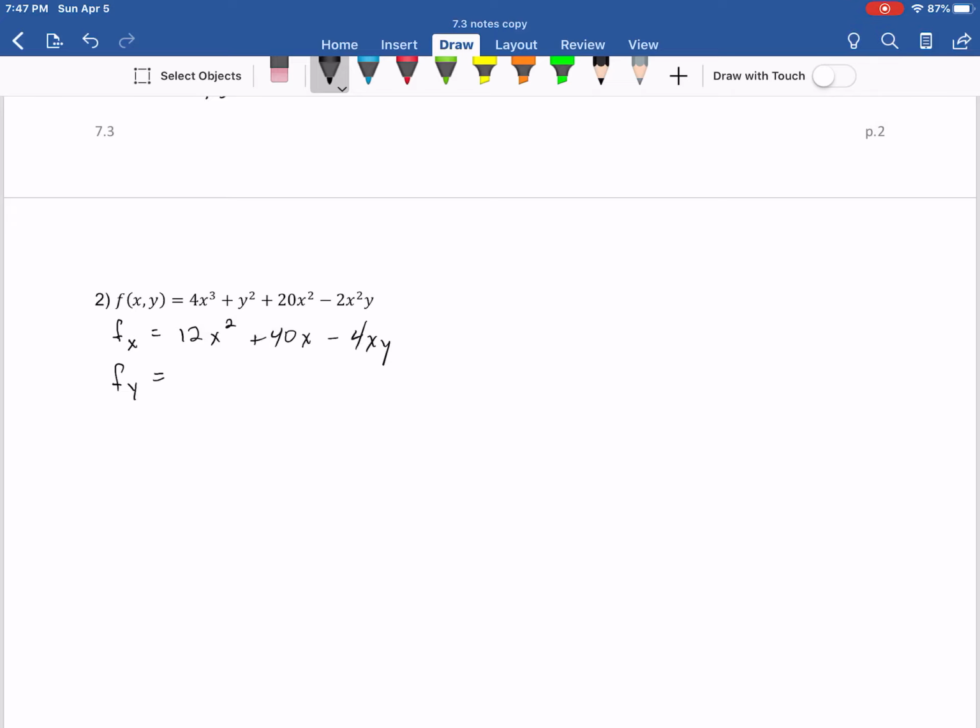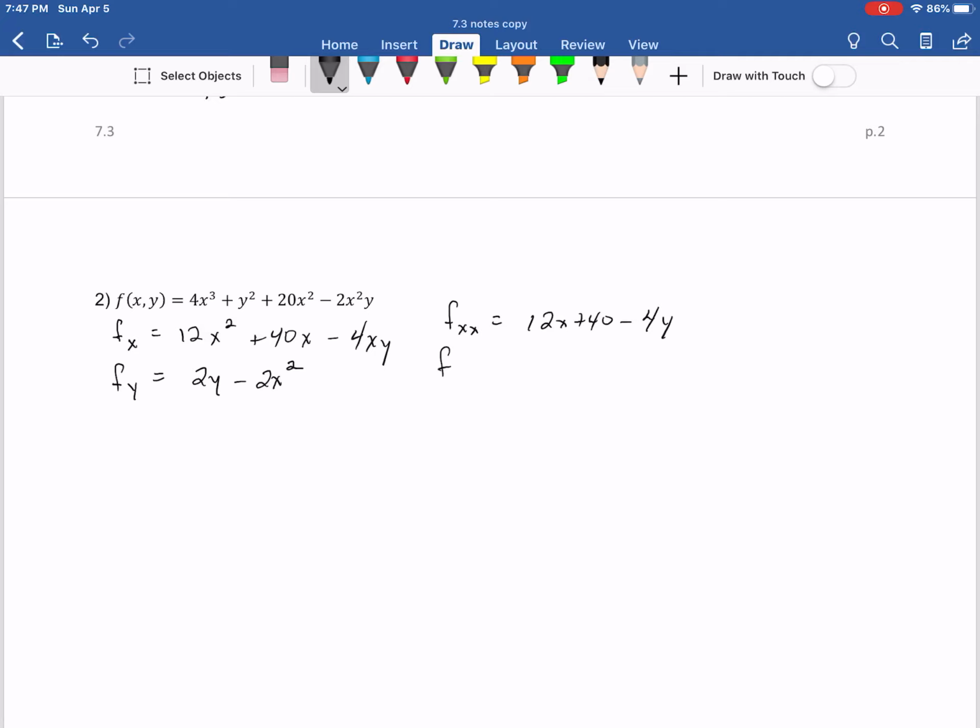Next, the partial with respect to y is where we treat x as a constant. We end up getting 2y minus 2x squared. We are going to continue with derivatives. We're going to find the second partial of f with respect to x again. We're going to get 12x plus 40 minus 4y.